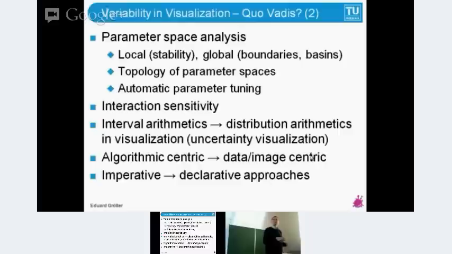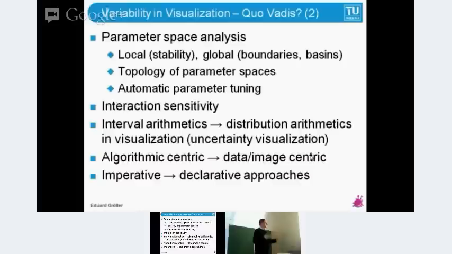There has been a tutorial at the VIS conference and the slides are available there. Nowadays in visualization, people are very algorithm-centric. But our domain experts, they are very much data or image centric. They are not so much interested in our fancy algorithms. They have a problem with their data and they want a solution for that.